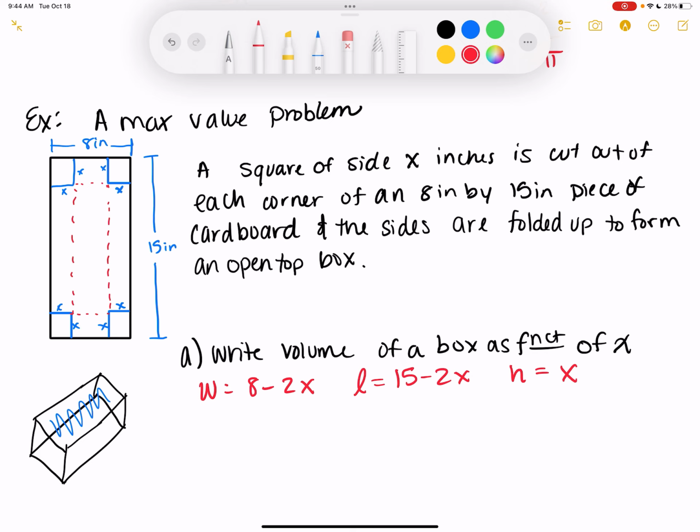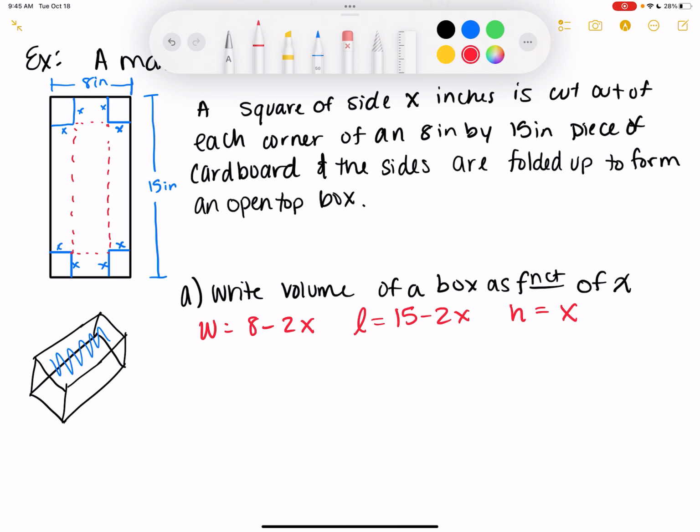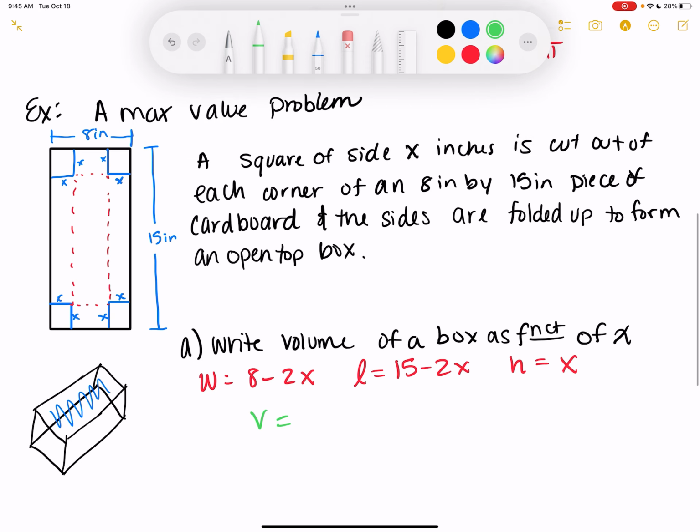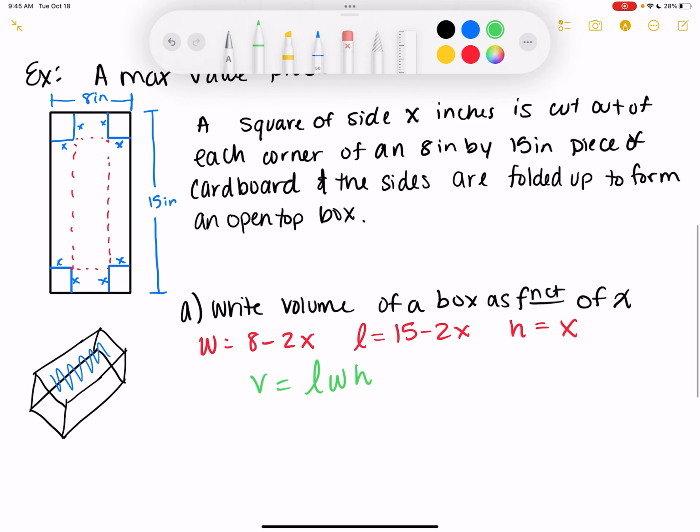Okay. It's hard to visualize what is the volume of a box? The volume of a base times length times width times height. Volume equals length times width times height.